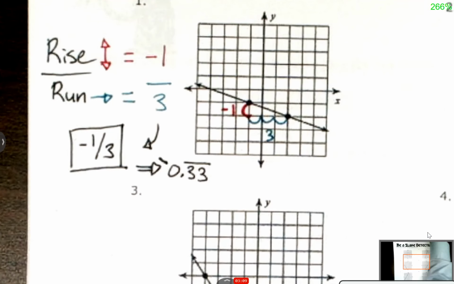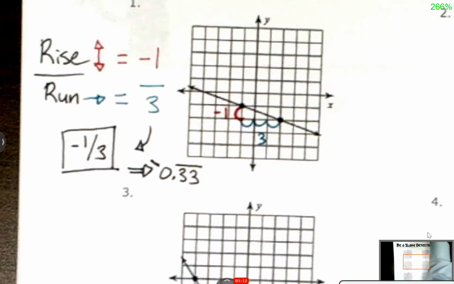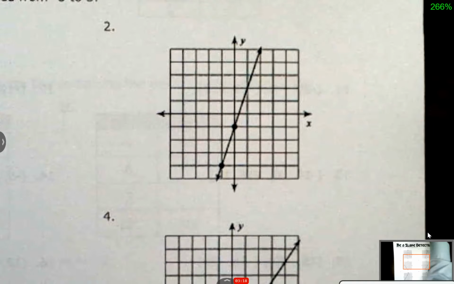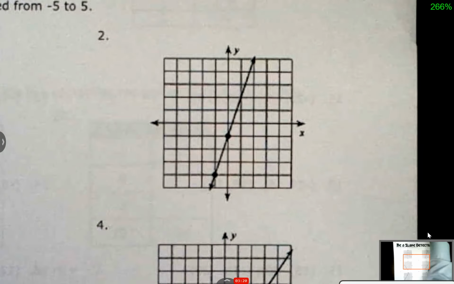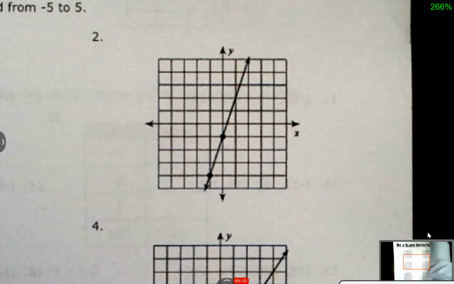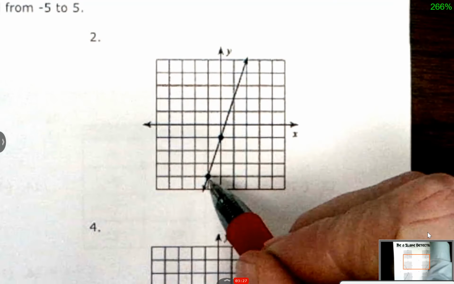All right, so there's one graph. I'll do one more example of rise over run. So number 2, try it before I do it. Maybe pause the video here. Find your 2 points and do rise over run. I'm going to go ahead and start now.